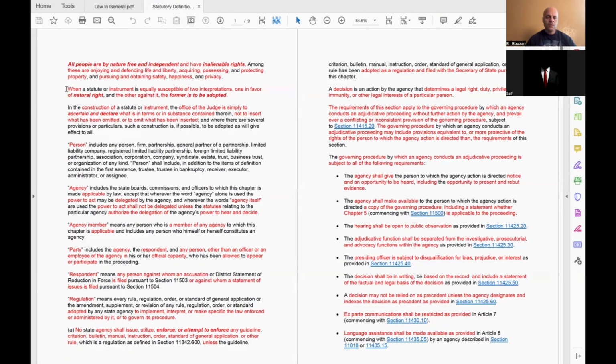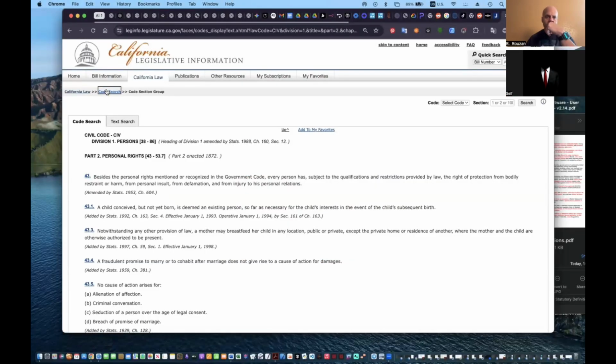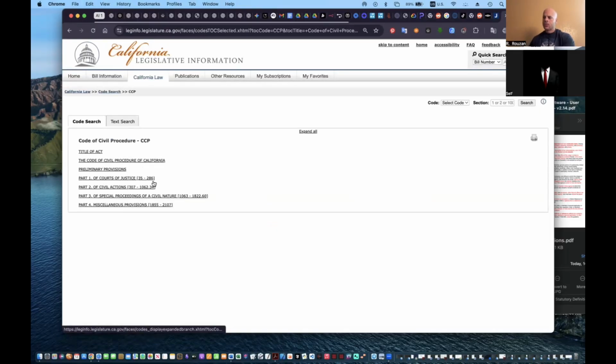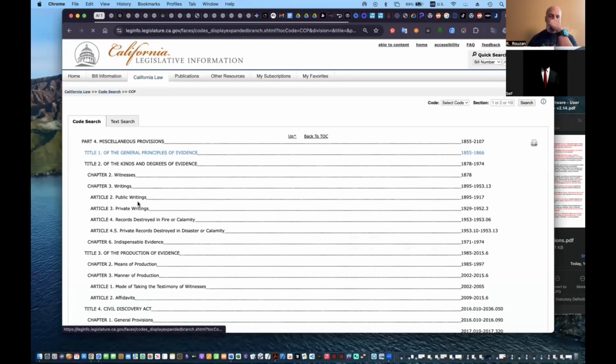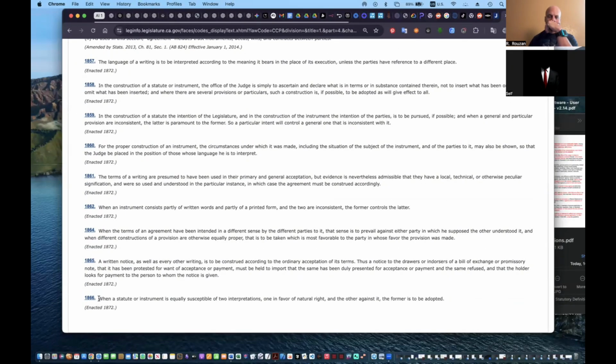And then in the civil code, when a statute or instrument is equally susceptible to two interpretations, one in favor of a natural right and the other against it, the former, the first being a natural right, is to be adopted. So that's what it's first supposed to look at before making any type of interpretation. Now, this is in the Code of Civil Procedure. I think it's 1866, right? So we'll go back to the code so I can just show you the source of it. 1866, right here.